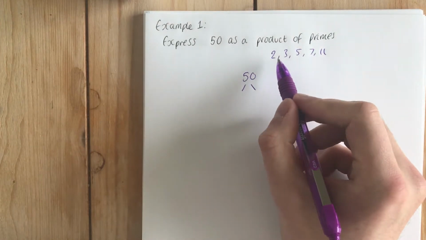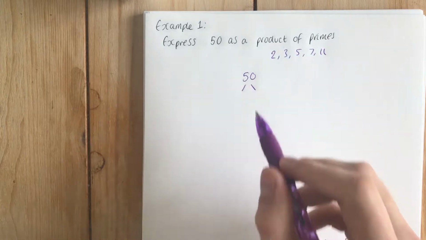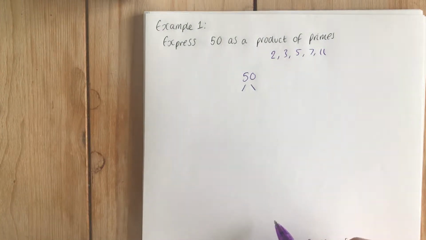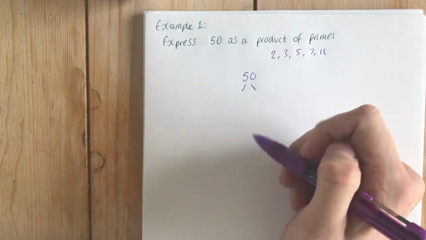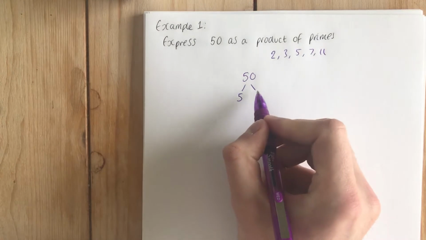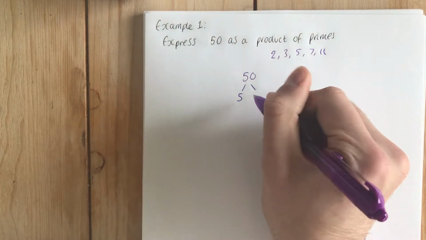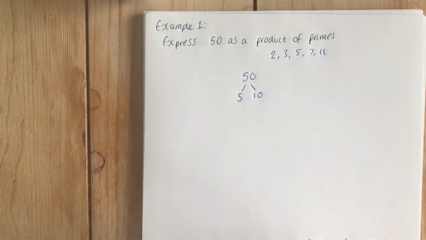Now I need to look at these prime numbers. I want to find one of those prime numbers that goes into 50. Doesn't matter if it's the smallest, doesn't matter if it's the largest. Now the one that stands out to me is the number 5. So I know that 5 goes into 50. On my next branch, I need to know how many 5s go into 50. And the answer would be 10.